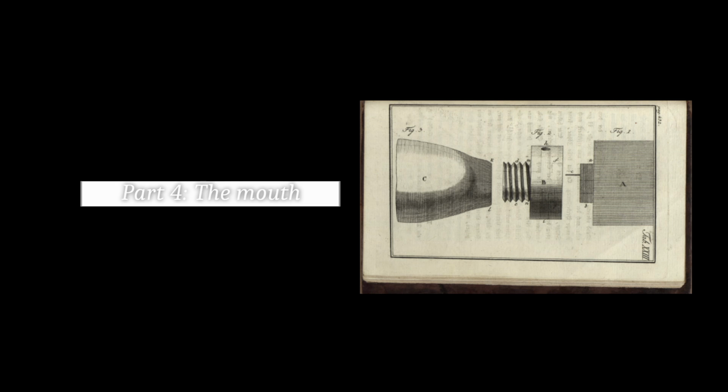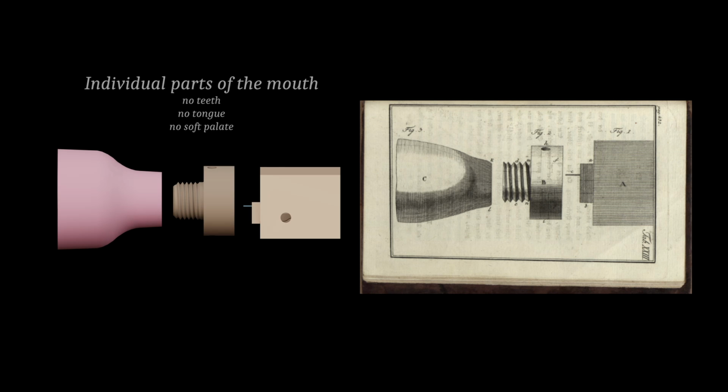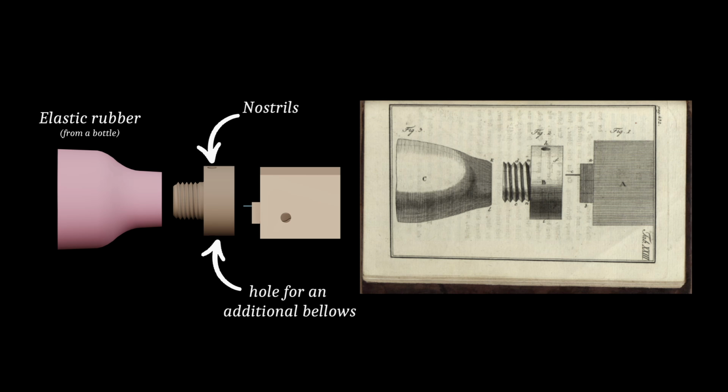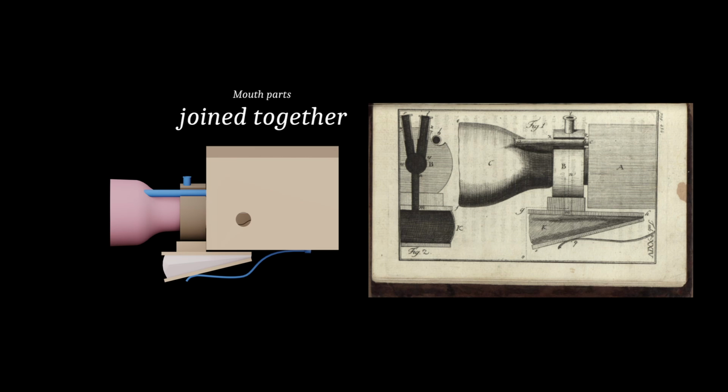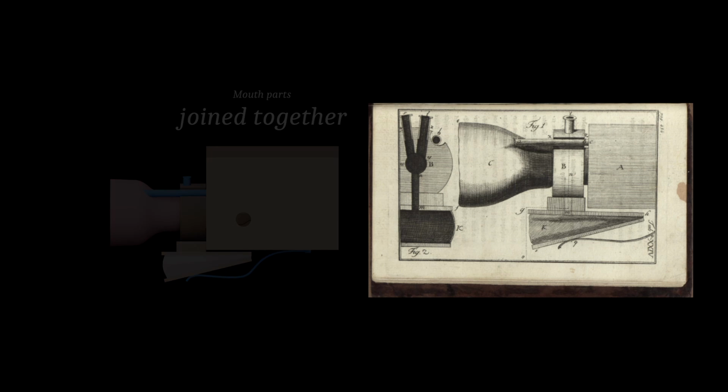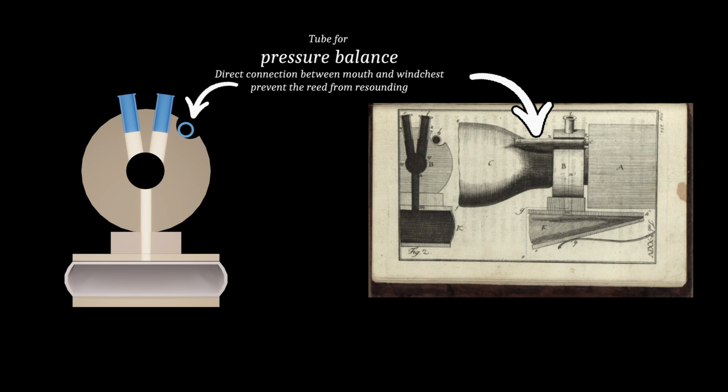Part 4. The mouth. Individual parts of the mouth. No teeth, no tongue. No soft palate. Mouth parts joined together. Tube for pressure balance. Direct connection between mouth and wind chest prevents the reed from resounding.